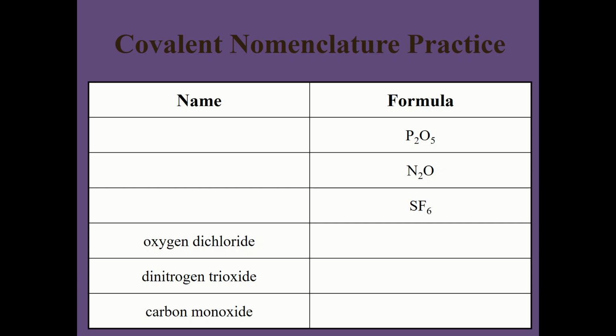So what would be the name of P2O5? Phosphorus pentoxide? Exactly. Diphosphorus pentoxide. So why is 4 tetra and not quad?